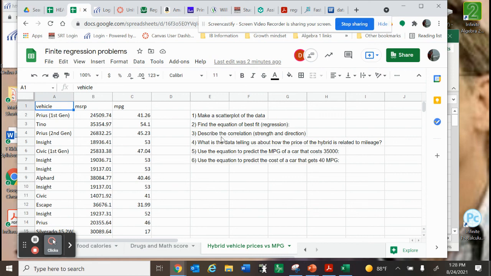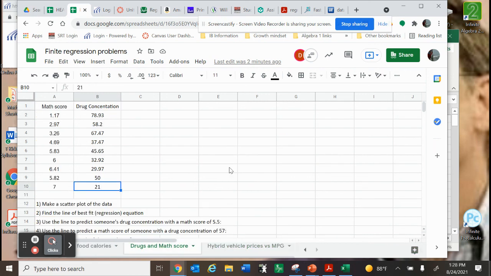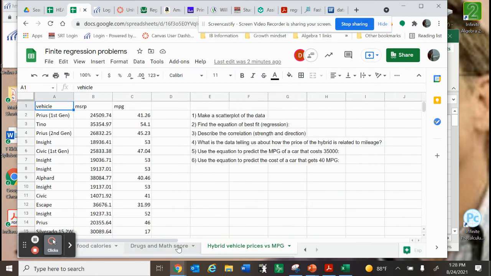Okay, so go ahead and go to the drugs and math score and make your graph and get your equation, start answering the question. We'll go over that in class. And then same with the hybrid vehicles.